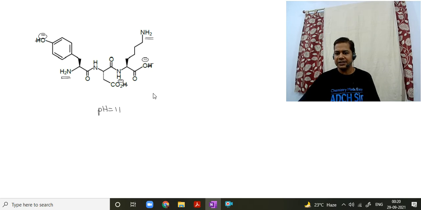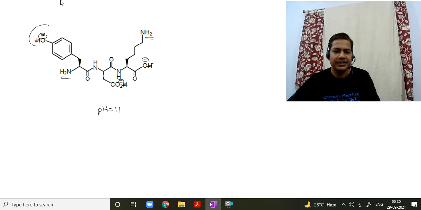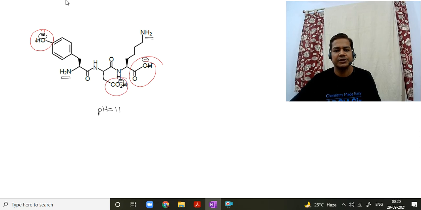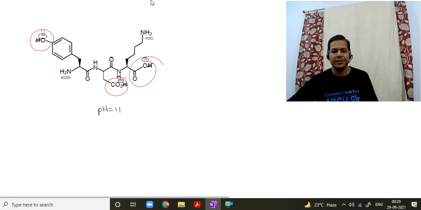So overall, for the total charge on this peptide, there is one negative charge on the phenolic group. The phenolic group ionizes. There is another negative charge on the carboxylate group, and one more negative charge on the other carboxylate group. The total charge of -3 is there on the peptide. The magnitude of charge, the absolute charge, Z3, will be equal to 3.